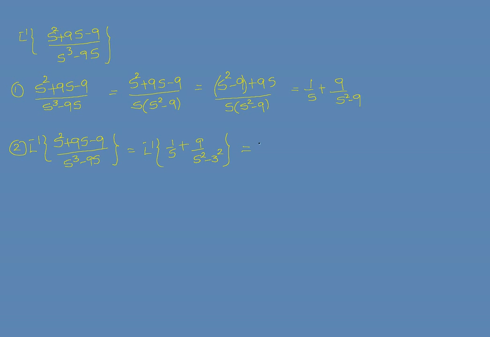So this you can write as L inverse of 1 by s plus 9 into L inverse of 1 by s square minus 3 square. That is equal to L inverse of 1 by s, which is 1, plus 9 into L inverse of 1 by s square minus 3 square. That means 1 by a, 1 by a means 1 by 3 hyperbolic sine 3t. Okay. So if you simplify, you are going to get the answer. Okay, these are the basic problems in the inverse Laplace transforms.